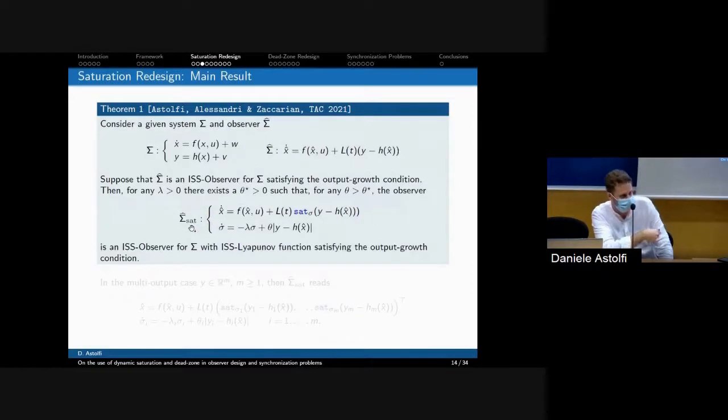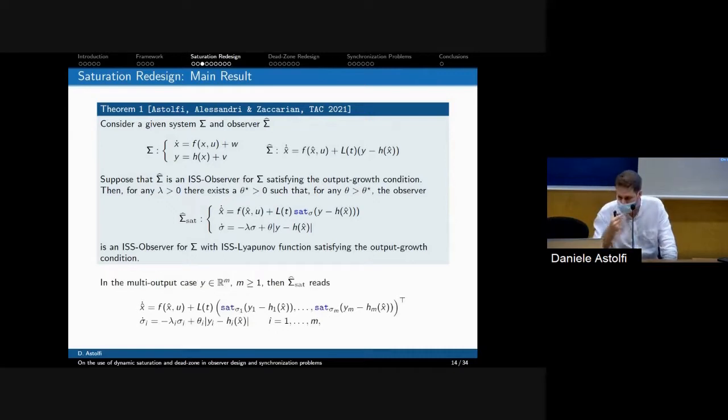So this was the main idea, and we have the following theorem that simply says that if you consider a system and an observer, which is ISS with the Lyapunov ISS condition, and it has this output growth condition, then if you apply this redesign technique, so you feed the observer with the saturated version whose level is dynamically adapted, well, you will obtain an observer which is still ISS and which still satisfies this output growth condition. So you preserve the original properties of the plant. Of course, in the multi-output case, you can saturate each output component-wise and have multiple levels of saturation.